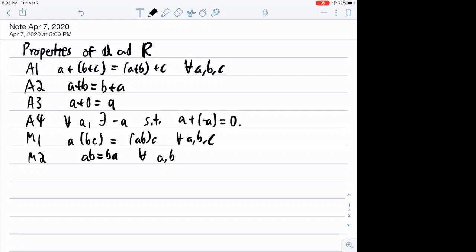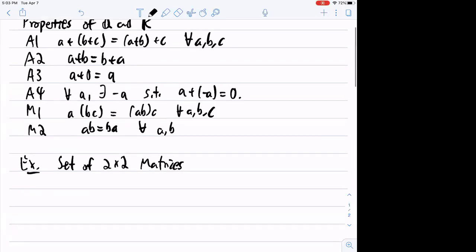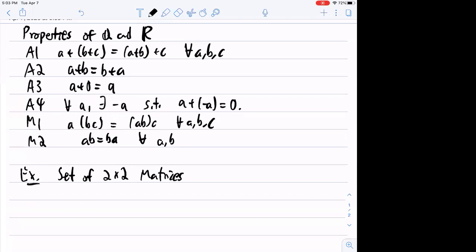Do note, although these properties seem pretty obvious, there are important sets that do have addition and multiplication but don't satisfy this, right? An example would be the set of 2 by 2 matrices. I'm pretty sure you've learned this in Math 3A, but you could certainly add 2 by 2 matrices and multiply 2 by 2 matrices, right? But what you're gonna notice is M2 is not satisfied. Probably any example I make up will not satisfy it.